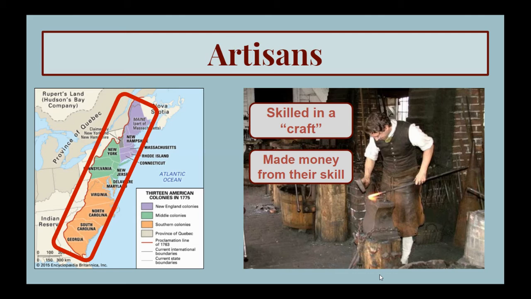Today in 2021, we have factories that will create the objects and goods that artisans made. But back then, you might have 1 or 2 artisans in a town, and the town relied on them to create the things that the town members needed. So they made a lot of money from their skill that they had.